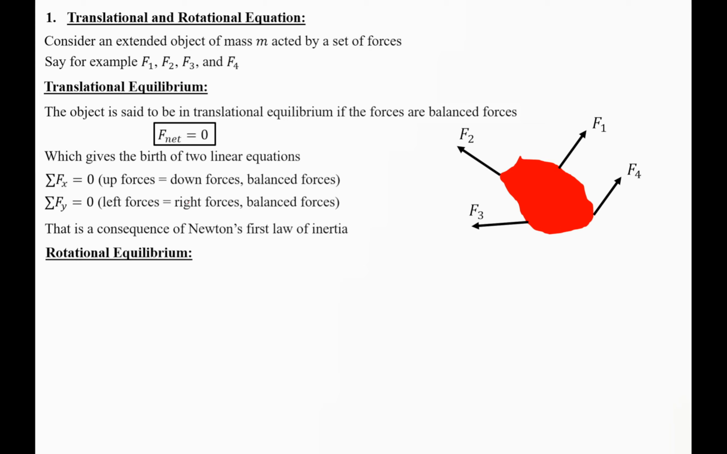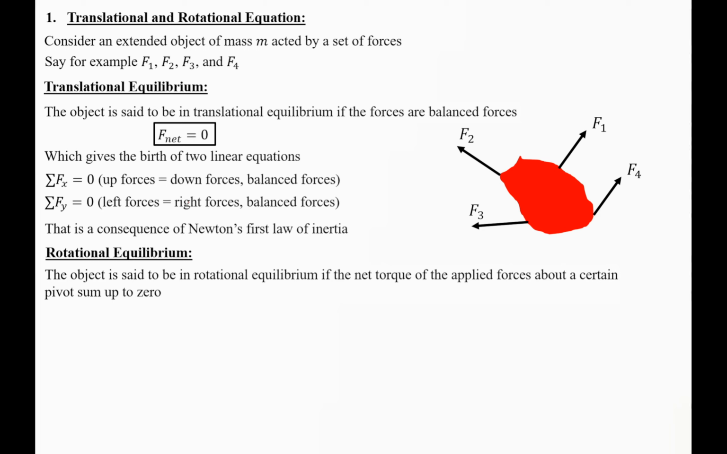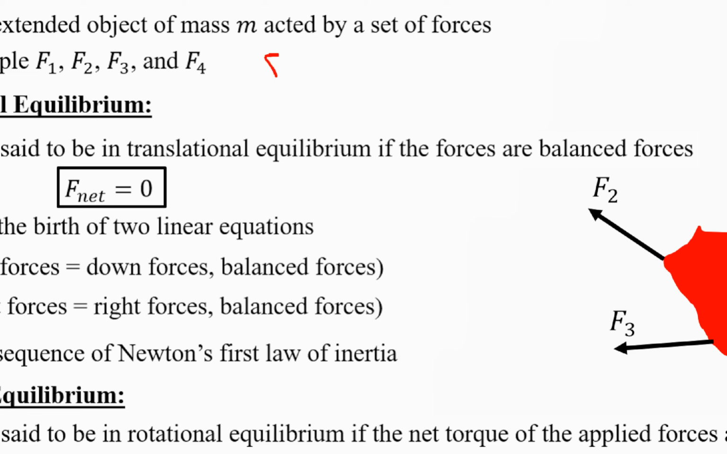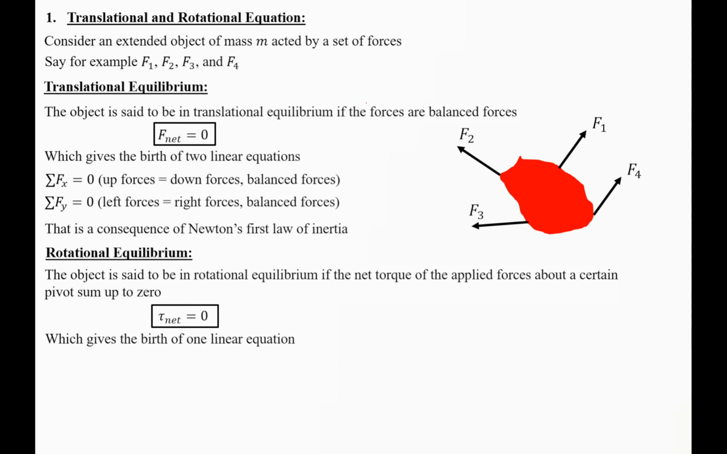Now, what about rotational equilibrium? Because we know that the force has an analogy, which is the torque, we can say torque net would be 0. The object is said to be in rotational equilibrium if the net torque of the applied forces about a certain pivot sums up to 0. Since the analogy of the force is the torque, if Newton's first law is given by F net equal to 0, the analogy of that would be torque net equal to 0, which dictates the rotational equilibrium, which gives birth in this case to one linear equation.